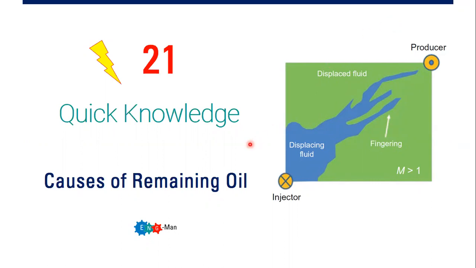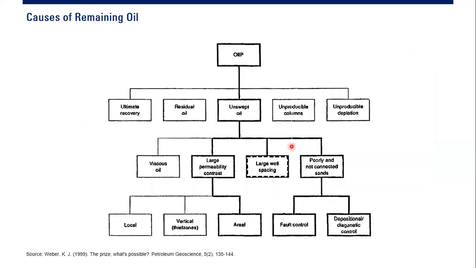Okay, so I take a good message from a certain paper, and you can find the paper here. It's written by Weber in 1999, in the journal Petroleum Geoscience, and this is the page. So this will be our main topic here, Quick Knowledge: causes of remaining oil.